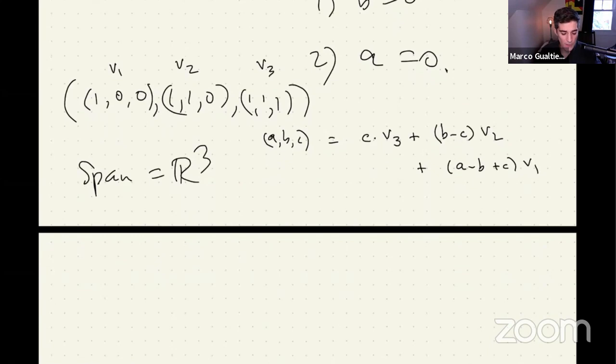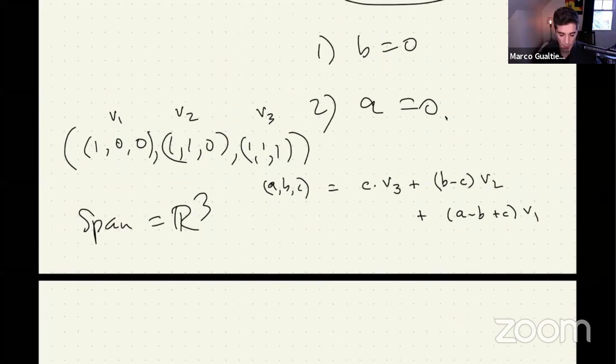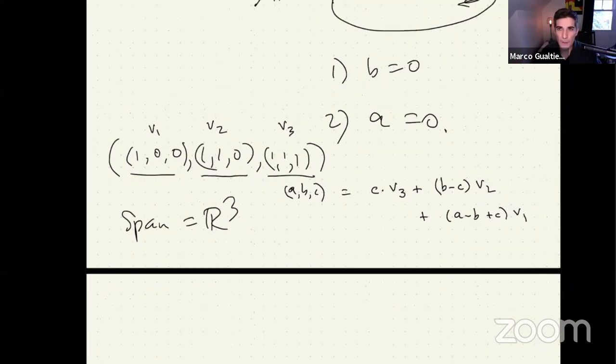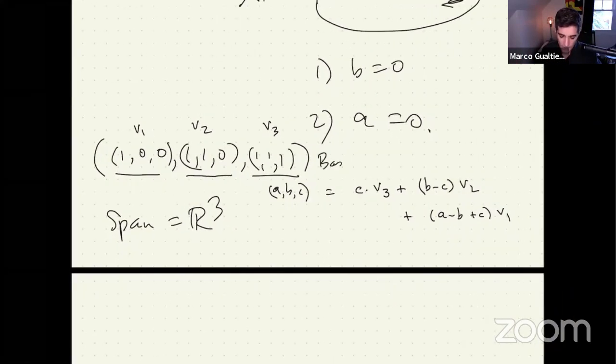Okay, so I'm just saying that this has the span of R3, but they are also linearly independent, using the same argument as before. If I take a multiple of this plus a multiple of this plus a multiple of this equal to 0, then all the coefficients must be 0. So that means that there is no non-trivial way of combining these vectors to get 0. So these vectors are efficient. They form a basis. Okay.